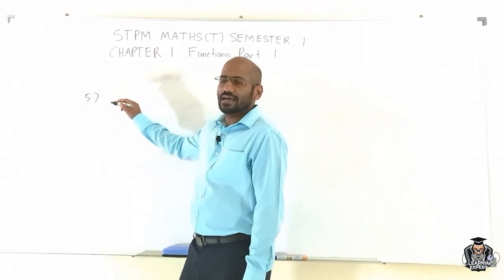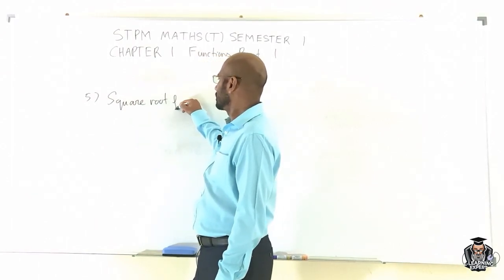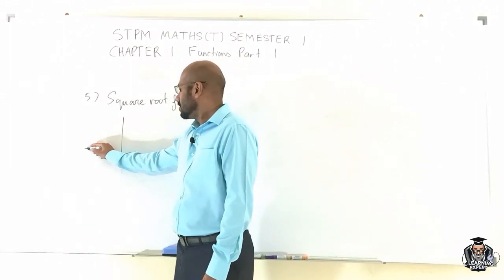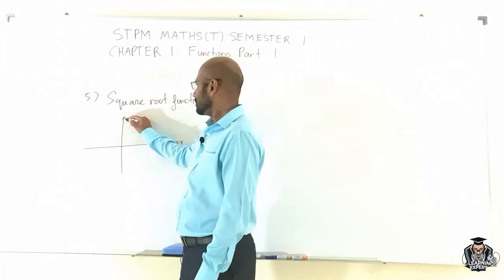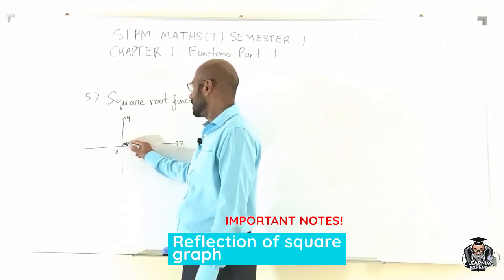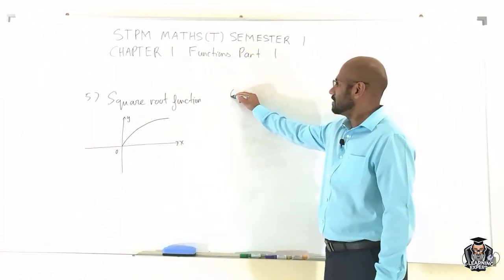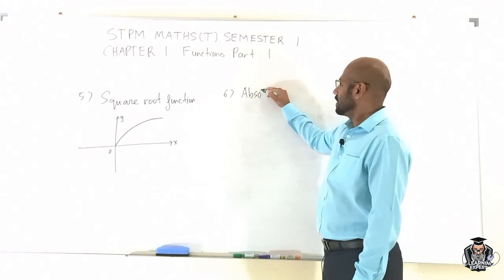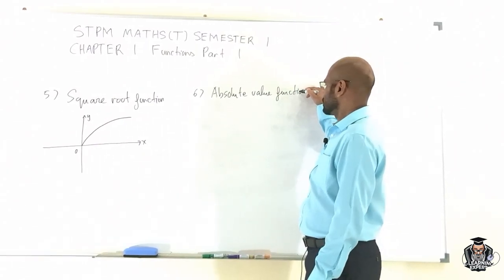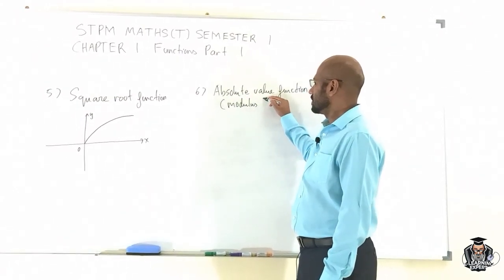Number 5, we have the square root function. Now the square root function graph looks like this. It's basically the reflection of the square graph. So we have something starting from the origin and increasing like this. And lastly, we have the absolute value function, or this we usually call the modulus graph.